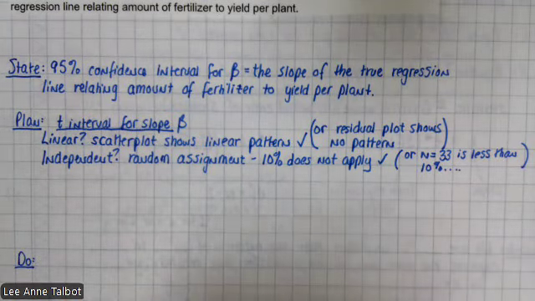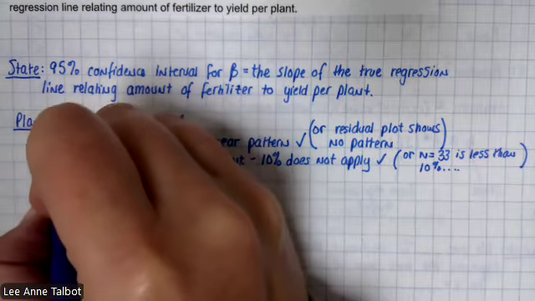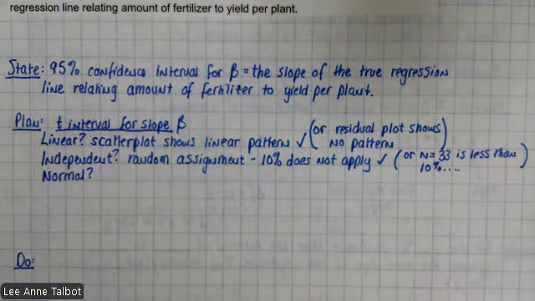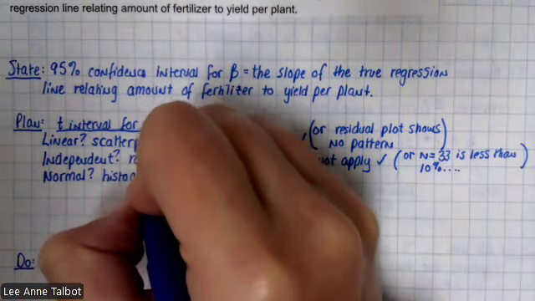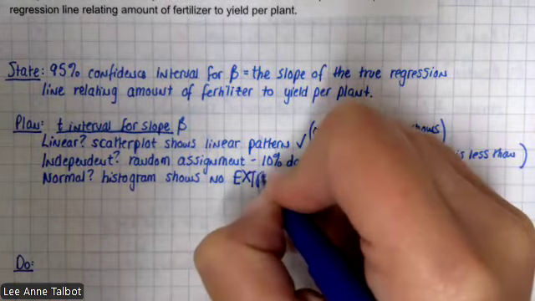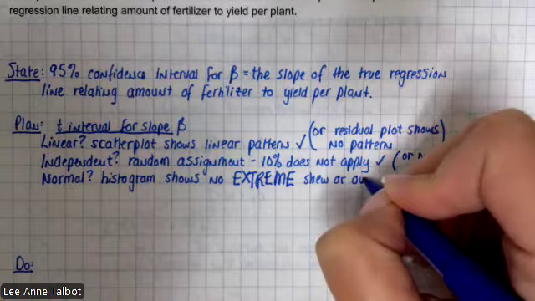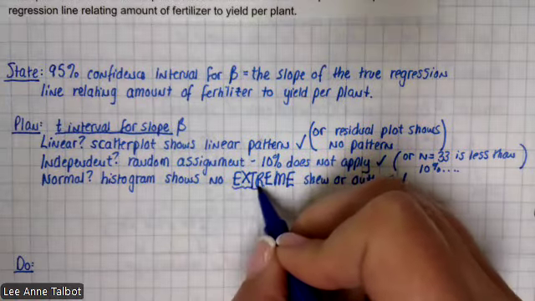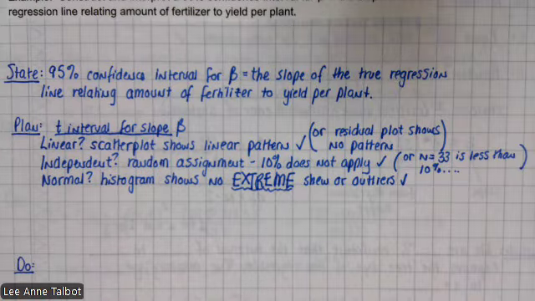Okay, LINER. What does N stand for? Normal. For the normal condition, you check a histogram. Does the histogram look okay enough to you? Yep. That wasn't necessary. It's just for fun.